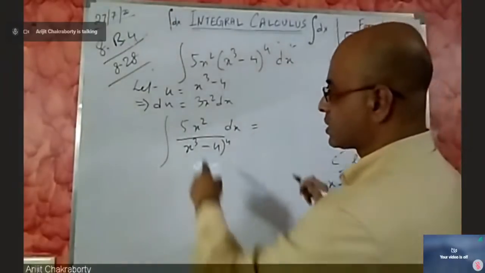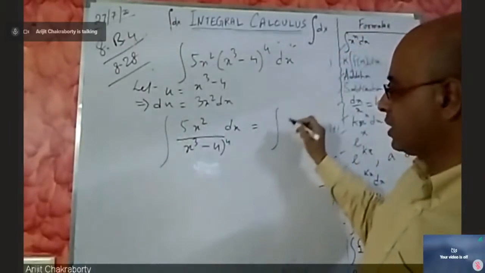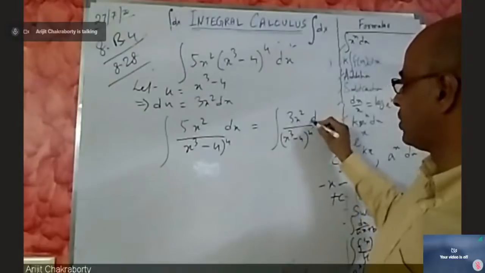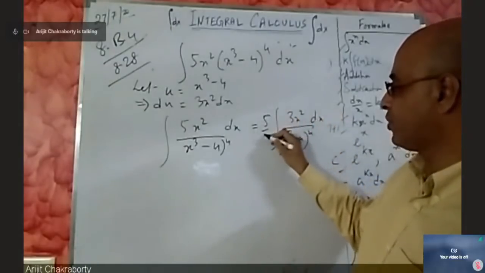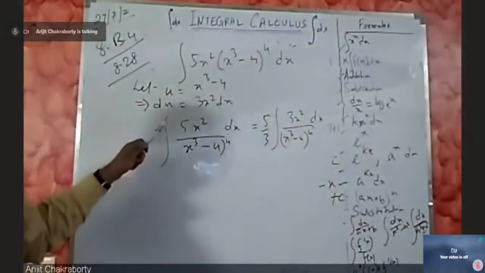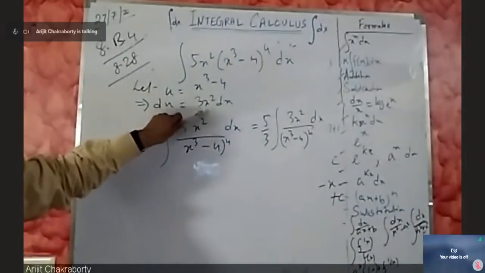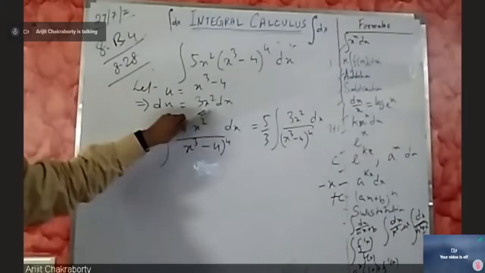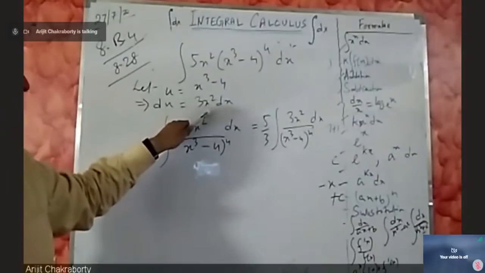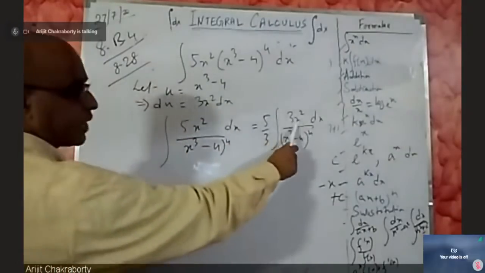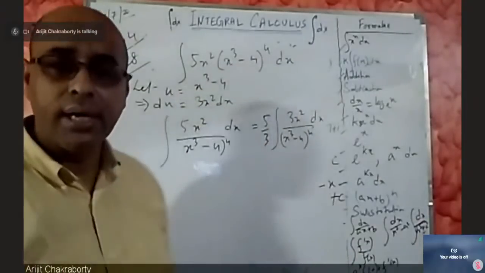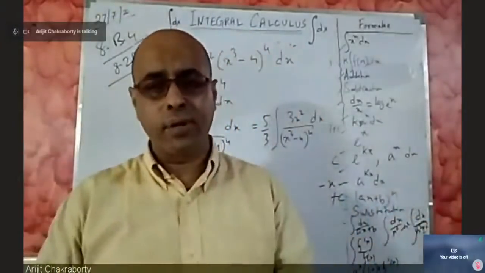Now I can write this as 3x square by (x cube minus 4) to the power 4 dx into 5 by 3. Please see this step, a very important step. I have got 5x square, but I need to get 3x square dx, only then I can apply the formula. So I write 3x square, but I am multiplying it by 5 by 3, so that 3 cancels and I shall get 5x square. So I am splitting it and writing it in a different form.